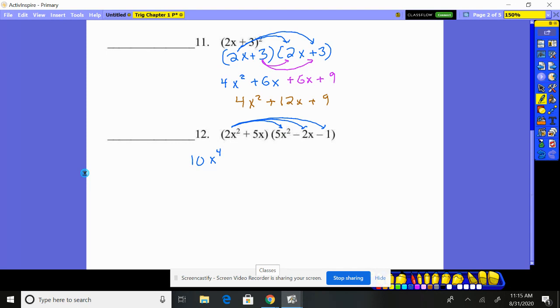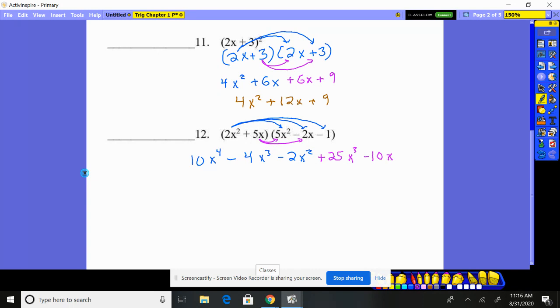2x squared times the 2x. 2 times 2 is 4. X squared times x is going to be x to the 3rd. And then 2x squared times the 1 is just minus 2x squared. Now let's do this 5x distributed through. 5 times 5 is 25. X times x gives me x to the 3rd. 5x times there, 5 and the 2, that's going to be negative 10 because you have a minus sign there.